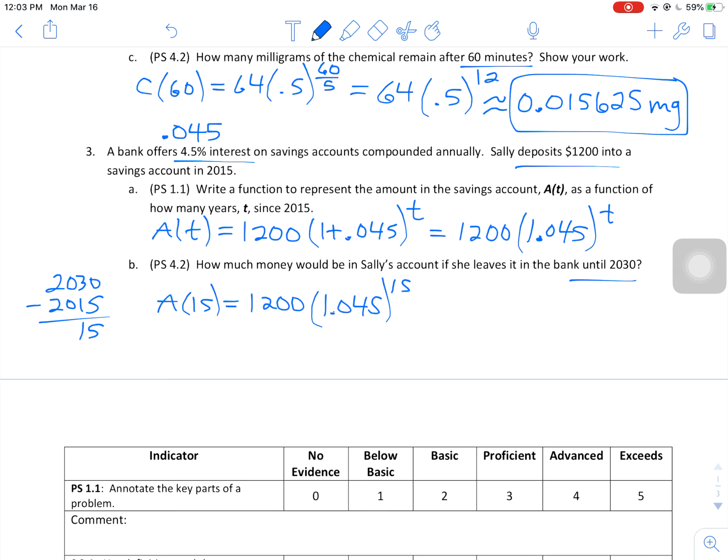So you type that in, and you should get, and this is money, so I'm going to put a dollar sign, you should get $2,300 or $22.34. And that's it.